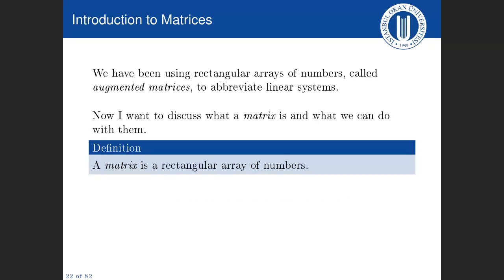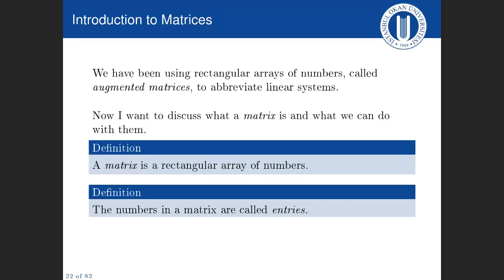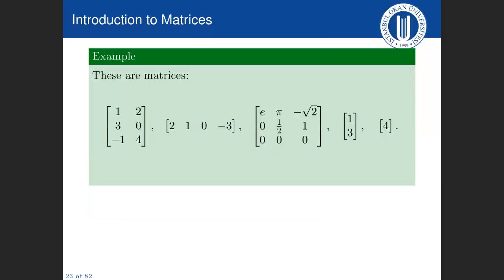Formally, a matrix is just a rectangular array of numbers. The numbers in a matrix are called the entries. And before I go on, let me just point out the plural of matrix is matrices. You're not going to lose any points in an exam if you write matrixes, but the correct English is matrices. These are matrices.